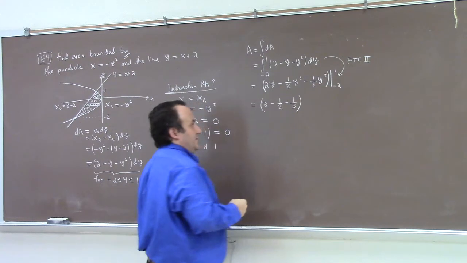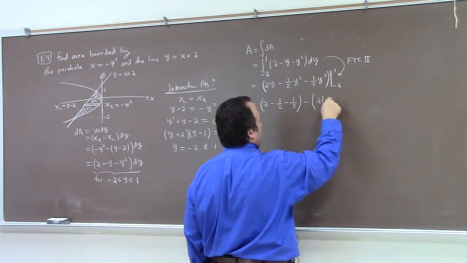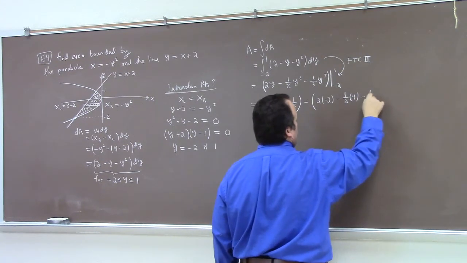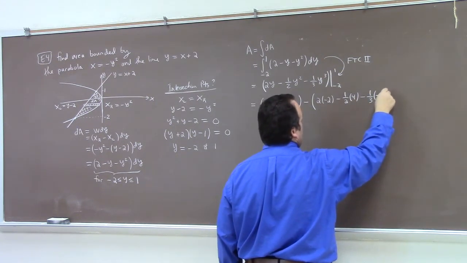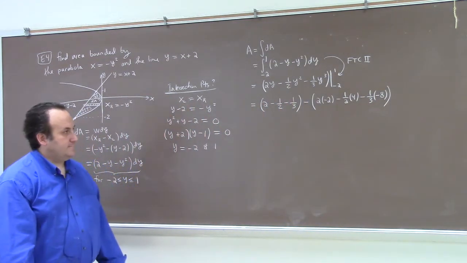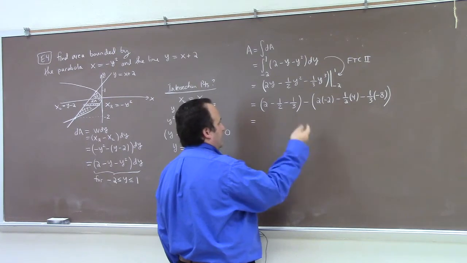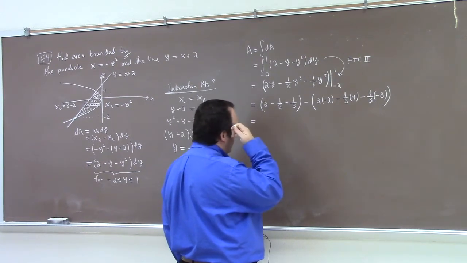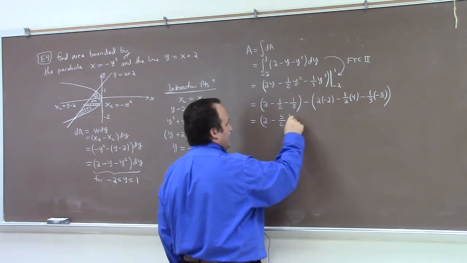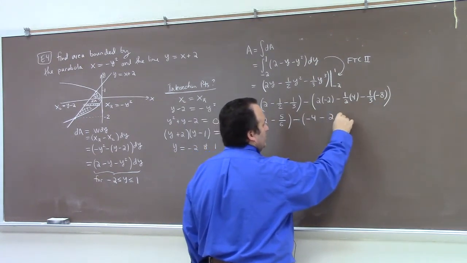So that's what I get from the upper bound. And then I have to subtract, parentheses are your friend here, 2 times minus 2 minus 1 half times 4 minus 1 third times minus 8. Notice that minus 2 cubed is minus 8. Now, half minus 1 third is actually 1/6, so I've got like 2 minus 5/6. You could fall back on a calculator at this point, but I've got minus 4 minus 2 plus 8/3.